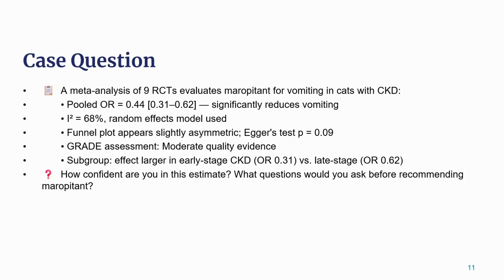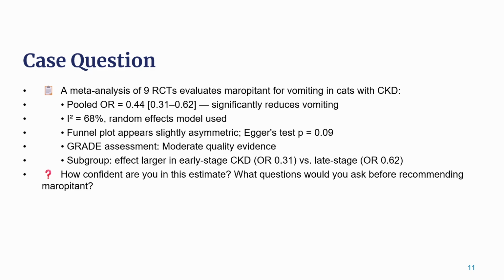The funnel plot asymmetry. Egger's P equals 0.09, not statistically significant at 0.05, but with only 9 studies, this test has limited power. The slight asymmetry is worth noting. There may be small negative studies that weren't published. The true effect could be somewhat smaller than 0.44.